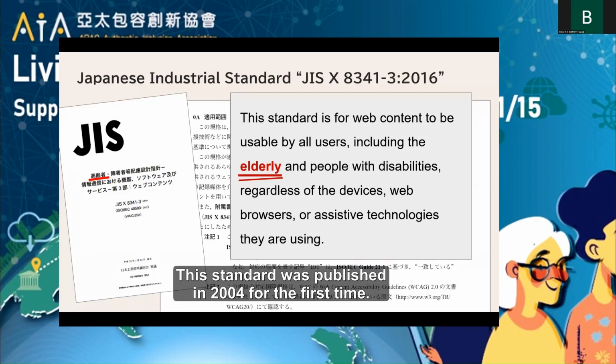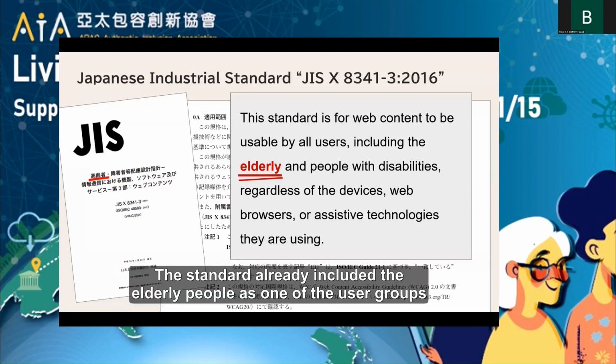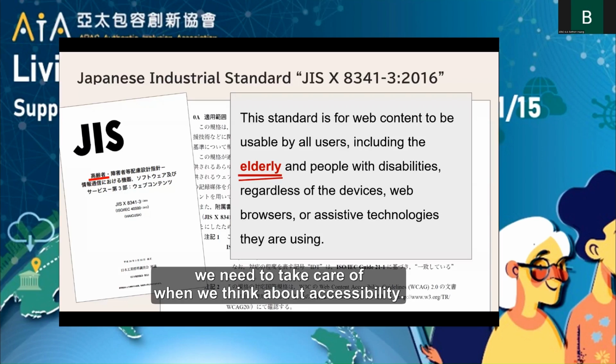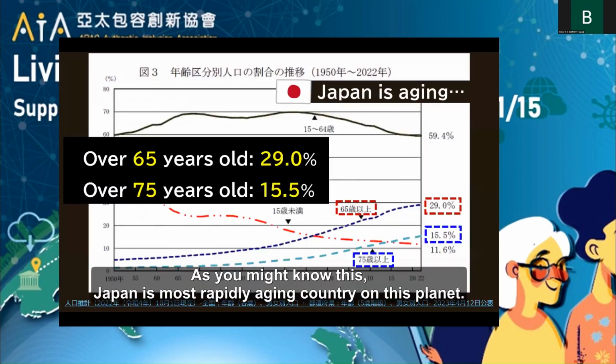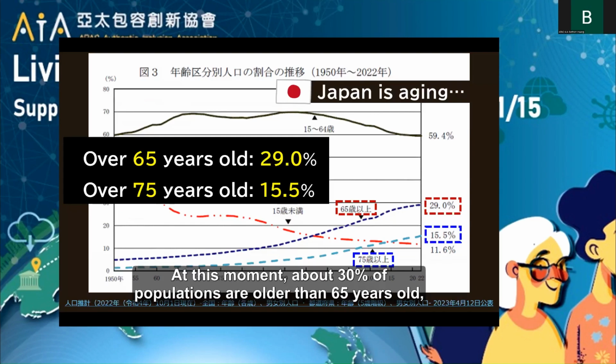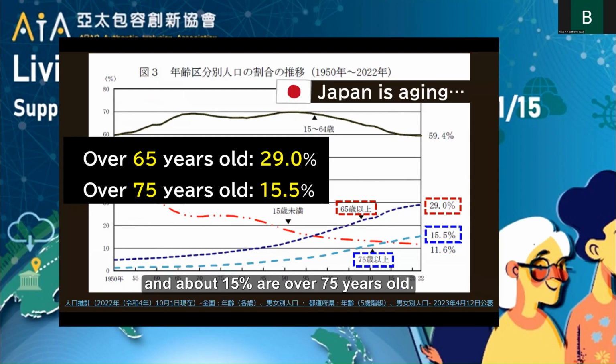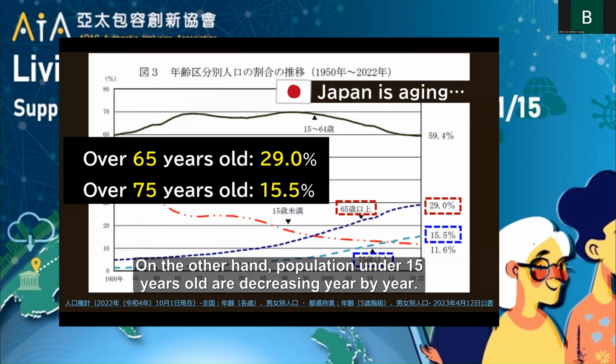This standard was published in 2004 for the first time. The standard already included the elderly people as one of the user groups we need to take care of when we think about accessibility. As you might notice, Japan is the most rapidly aging country on this planet. At this moment, about 30% of populations are older than 65 years old, and about 15% are over 75 years old. On the other hand, population under 15 years old are decreasing year by year.